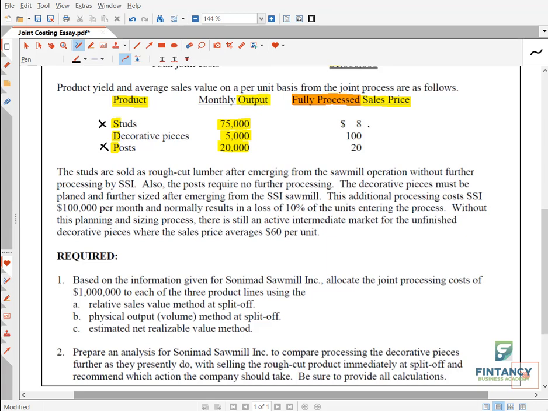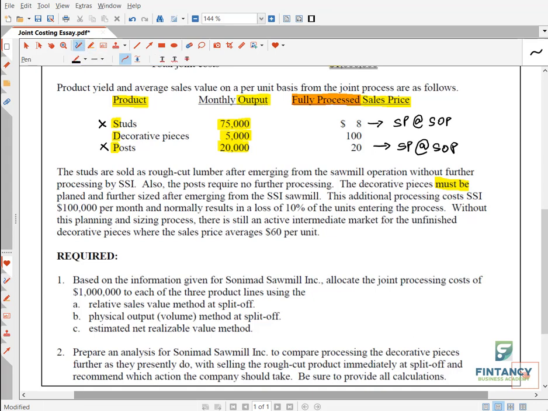Posts are also not further processed. It means if I say that this is also the sales price at split off, am I correct or not? Getting it? Very nice. Then they are talking about the decorative pieces, which is this D, must be planed and further sized after emerging from the sawmill. They must be.